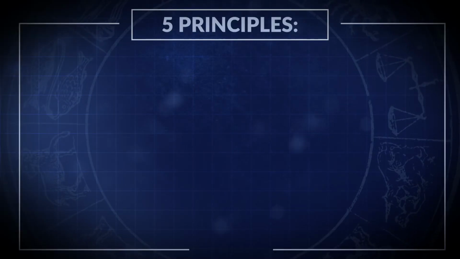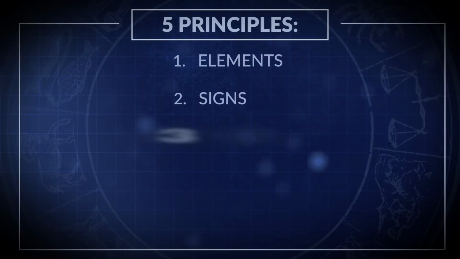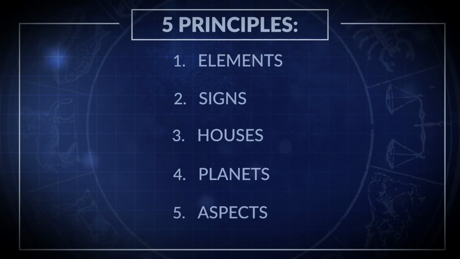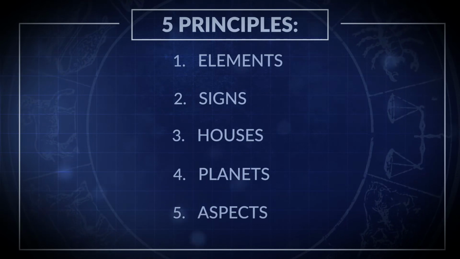There really are 5 key principles, to my mind, that make up the basics of astrology. Those are the elements, the signs, the houses, the planets, and the aspects, right? If we can work with those 5 components, those 5 principles, we really have everything that astrology is all about. So as our first order of business, I want to define each of these 5 principles in terms of energy and experience.